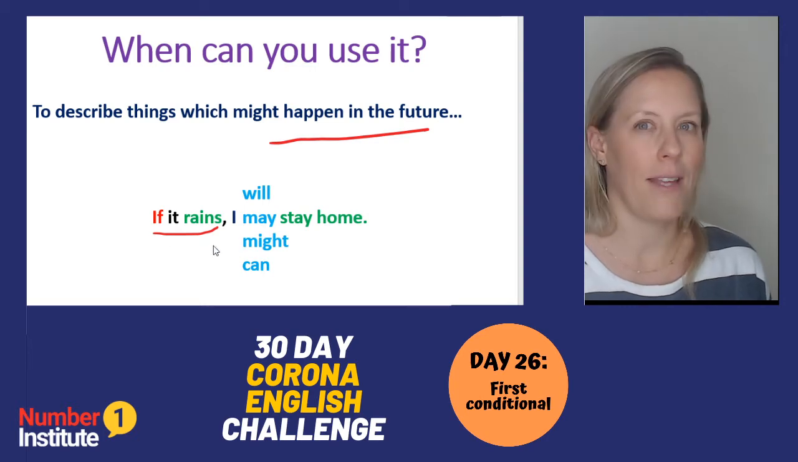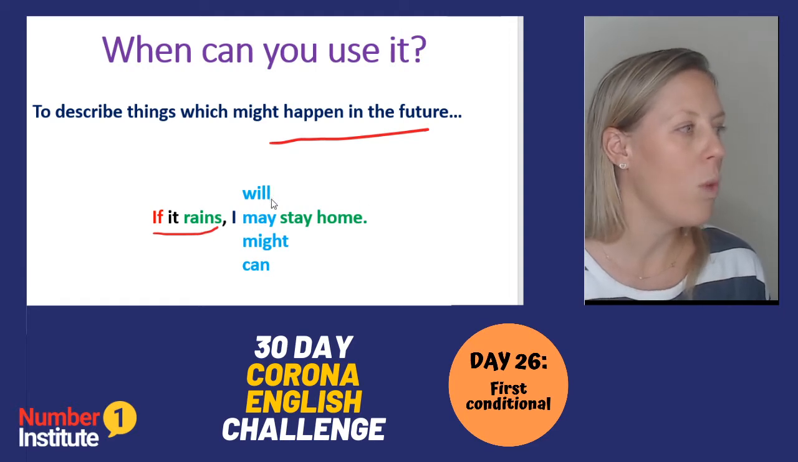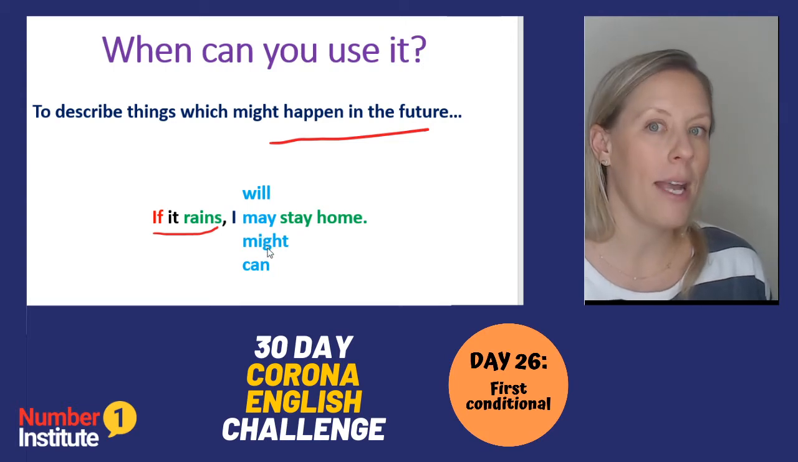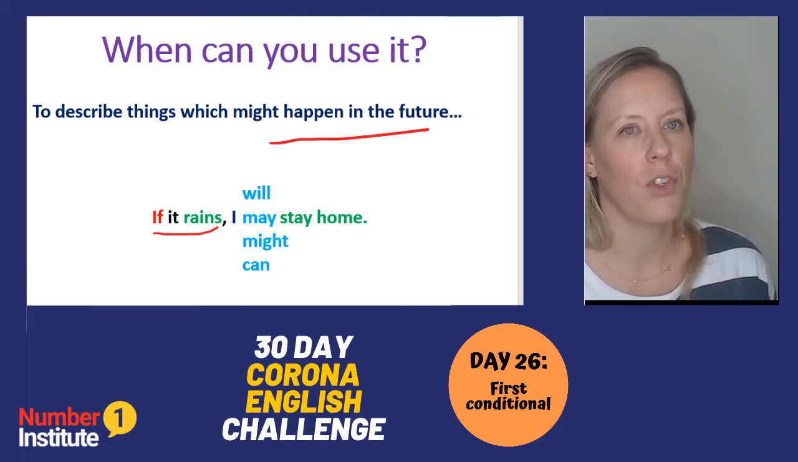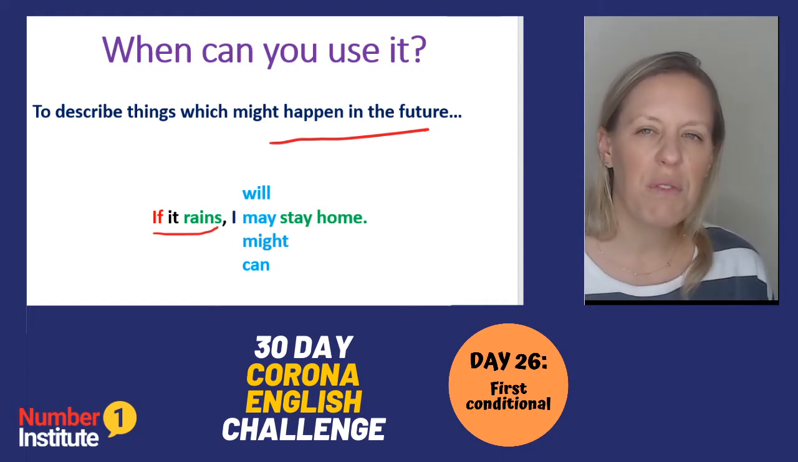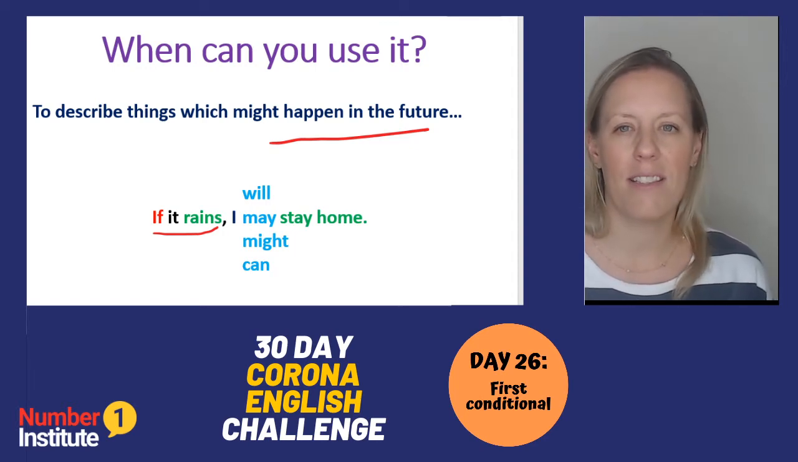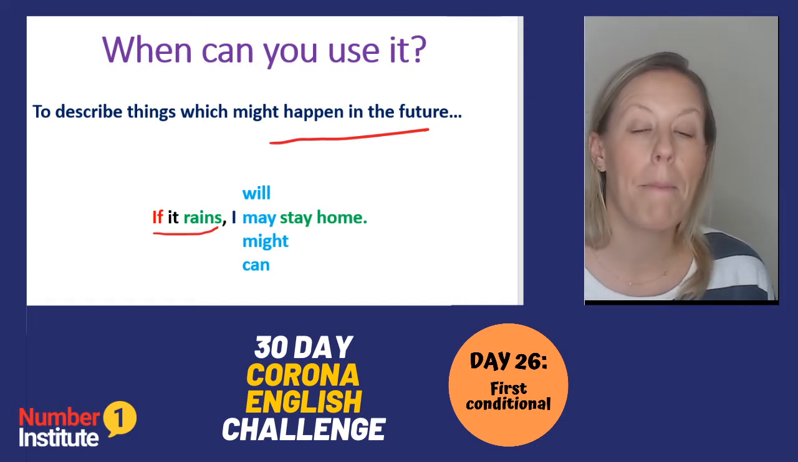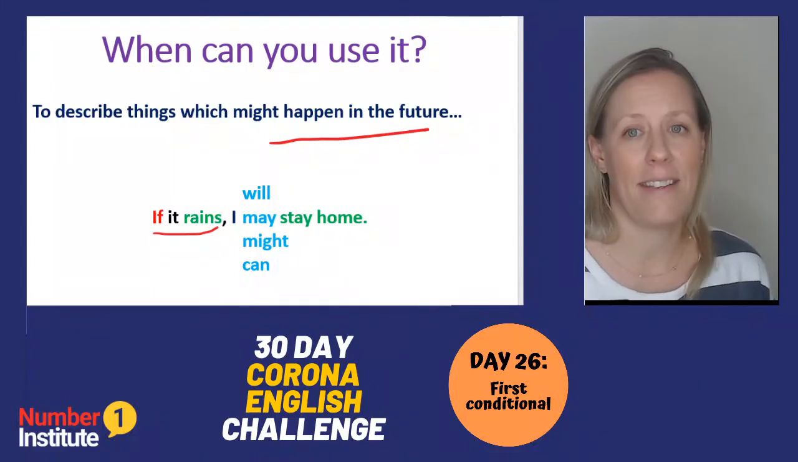So if it rains, so it might rain, we don't know. But if it rains, I will stay home. I may or might, in this case they are the same. I may stay home, I might stay home. So if we're talking about going to a party, if it rains, I have to catch the train and the tram and I'll get wet, so I don't know, I might stay home. If it rains, I can stay home. So this is about ability in this case.